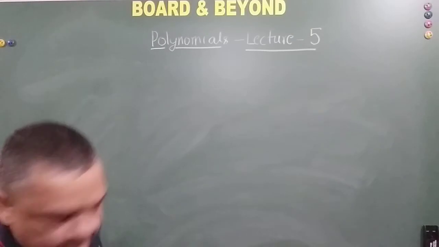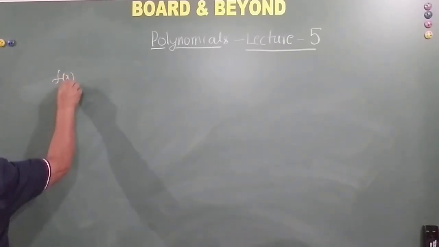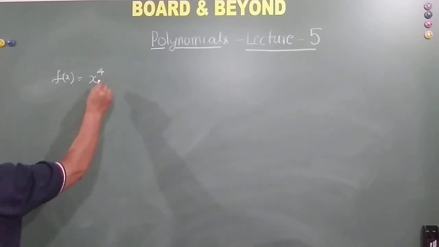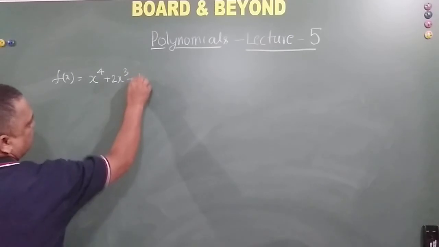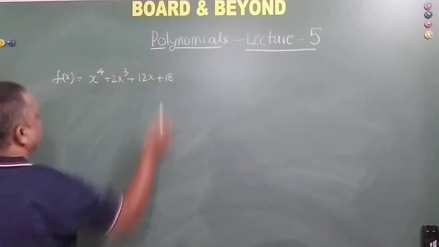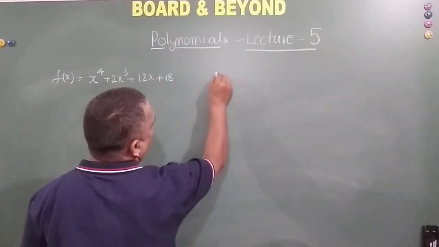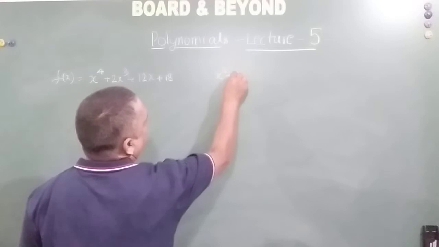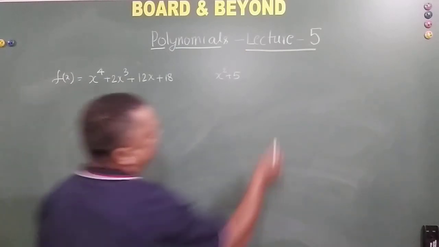Okay, friends? So the next problem says that if the polynomial f of x is equal to x power 4 plus 2x cube plus 12x plus 18 is divided by another polynomial, x square plus 5, the second polynomial, and the remainder which comes is of the form px plus q.